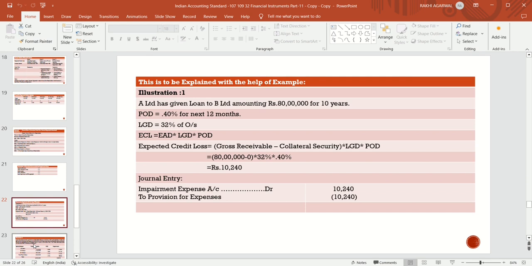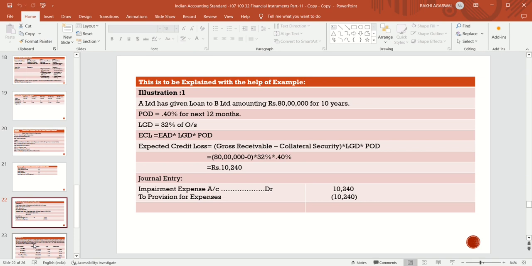Now ECL means EAD into LGD into POD. That is the formula for expected credit loss. EAD we will calculate, that is gross receivable, how much? 80 lakhs. Collateral security is not given. So 80 minus 0, it becomes the gross receivable multiplied by LGD.